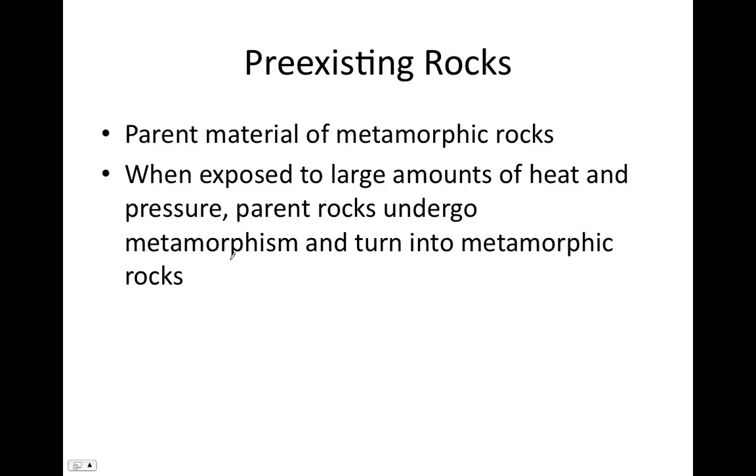All right, so metamorphic rocks are formed when pre-existing rocks are exposed to large amounts of heat and or pressure. The parent rock, which is the parent material, undergoes some sort of change, what we call in geology a metamorphism. And so whenever a pre-existing rock undergoes some change or metamorphism due to being exposed to large amounts of heat and or pressure, it forms what we call a metamorphic rock.